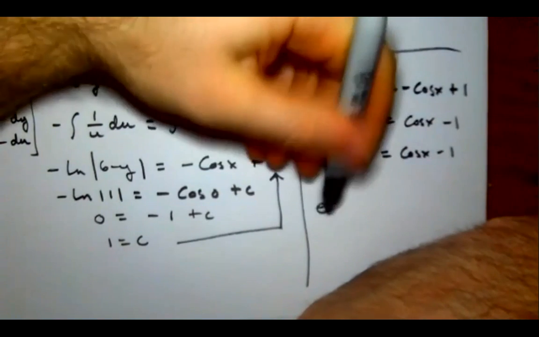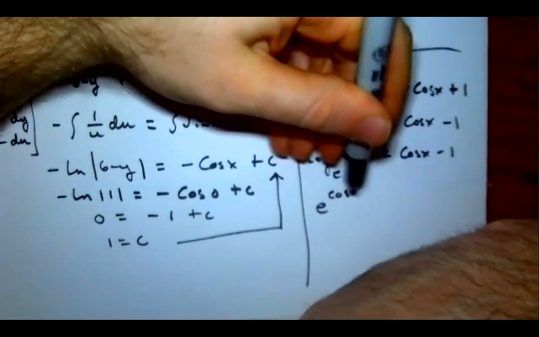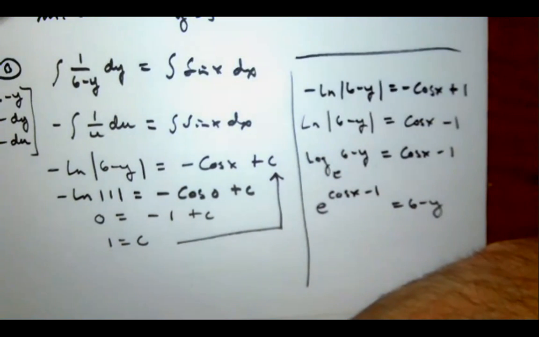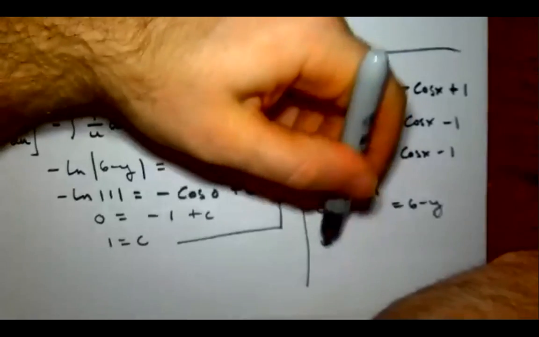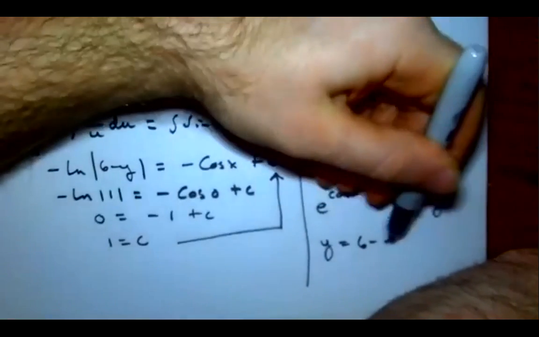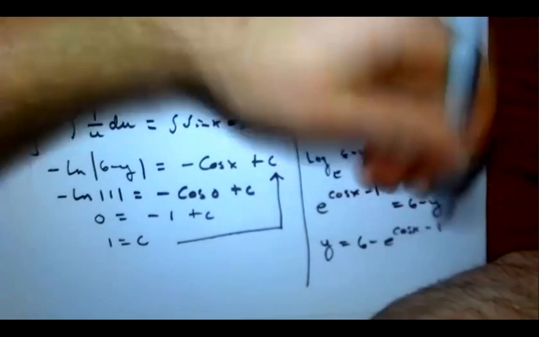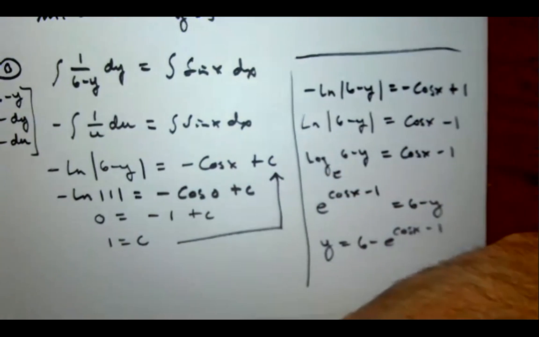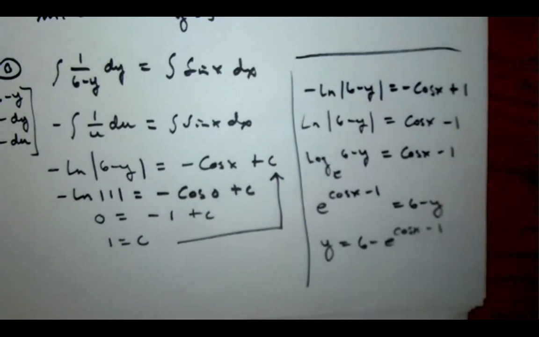Log base, answer, exponent. Solving for y, we're going to toss y on the left side, and y would be equal to 6 minus e raised to the cosine x minus 1. Does anybody have any questions on the first free response? Okay. All right, let's see what else we had on this packet.